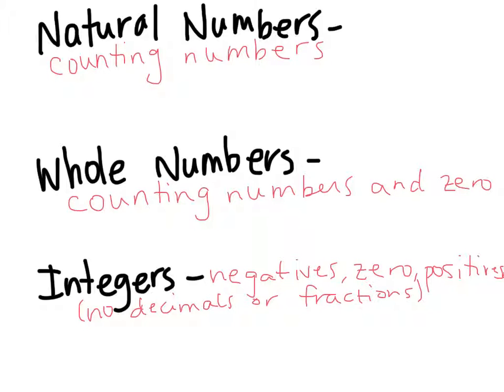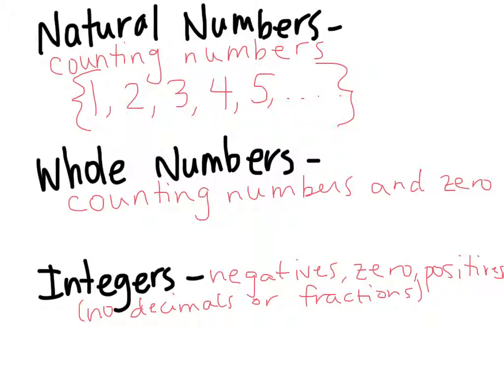Okay, now let's talk about some different groups of numbers. So when we talk about our natural numbers, they are counting numbers. So when we learned to count as a young kid, we counted 1, 2, 3, 4, 5, and so on. So this group right here is called our natural numbers.